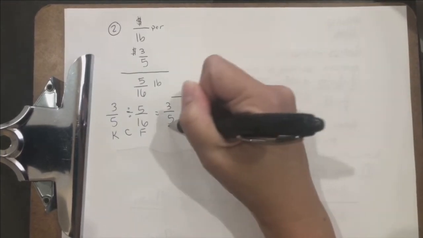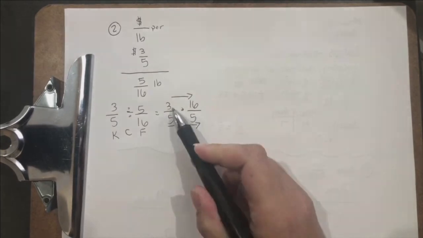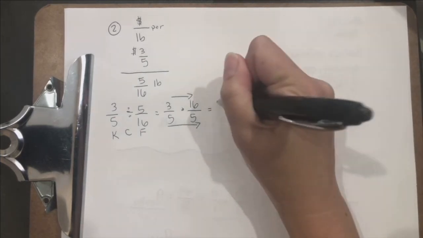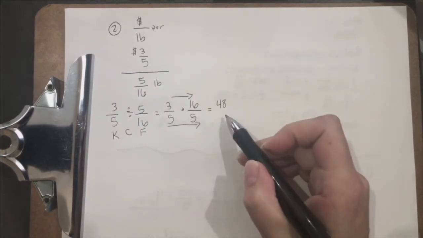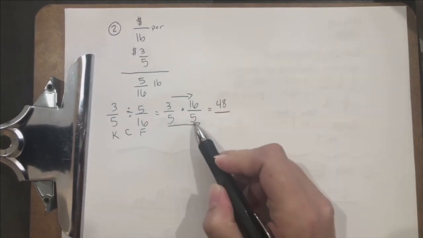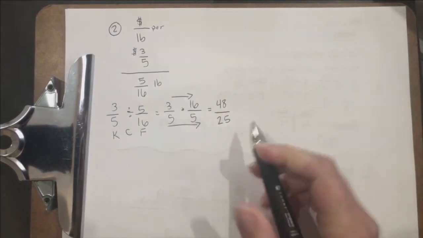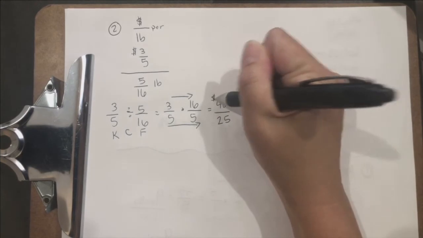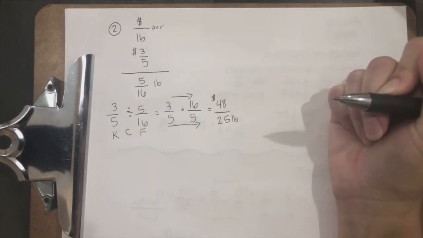And now we will multiply. Okay, do you remember that 3 times 15 was 45? So 3 times 16 is going to be 3 more, and it'll be 48. If you're skeptical, go ahead and pause this and do the math on your own. Multiply that out. Okay, 5 times 5 is 25. So we have $48 for every 25 pounds.